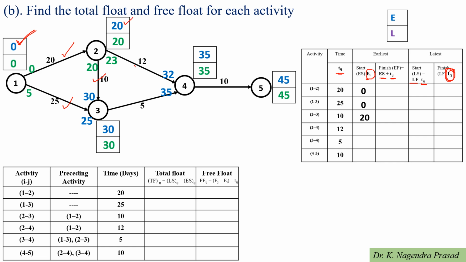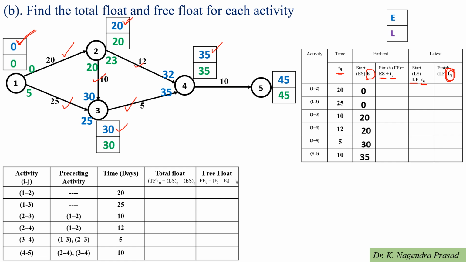Next for the activity 2 to 4. For the activity 2 to 4, earliest start time is the 20. Next for the activity 3 to 4. For activity 3 to 4, earliest start time is the 30. And next one is the last activity, activity 4 to 5. For the activity 4 to 5, earliest start time is the 35.